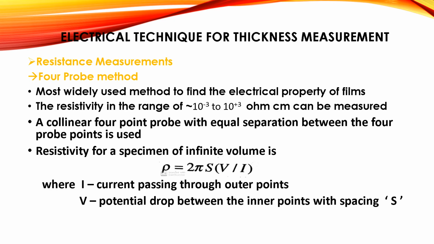Another most widely used technique to find the electrical property of thin films is the four-probe method. Resistivity in the range of 10^-3 to 10^3 ohm centimeter can be measured using this method. A collinear four-point probe with equal separation between the four probe points is used. The resistivity for a specimen of infinite volume is ρ = 2πsV/I. Here, I represents the current passing through the outer points, and V the potential drop between the inner points with spacing S.